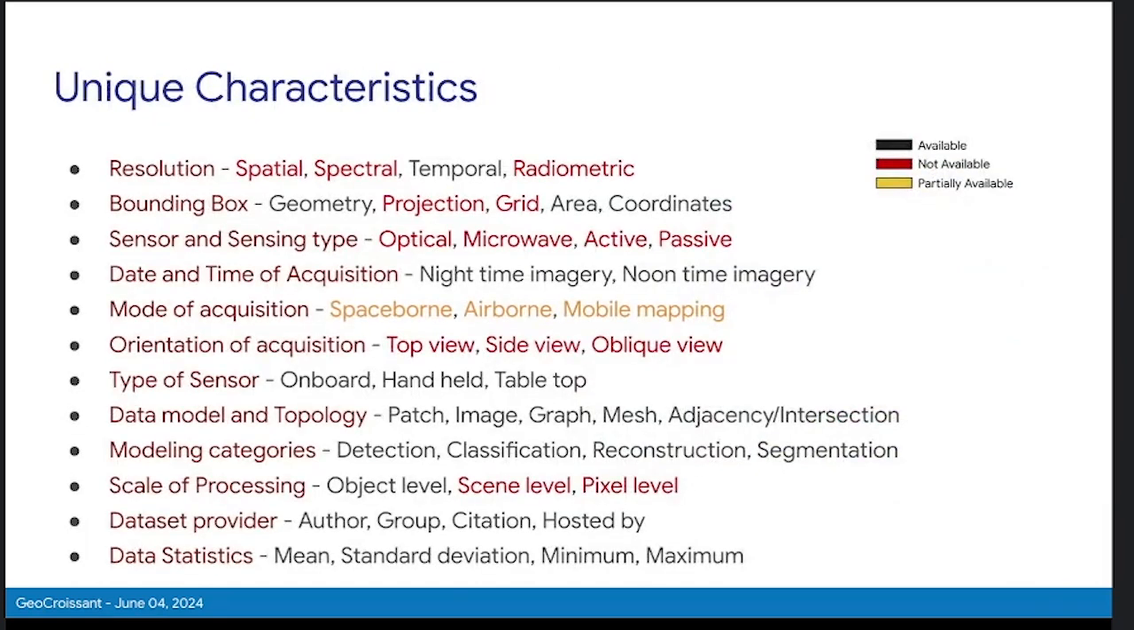Now, when we try to divide it into simple features, these unique characteristics can be defined from the data description. If we talk about resolution, we have spatial, spectral, and all these different types of resolution, bounding box, sensor and sensing type. And when we try to define this vocabulary, we can come up with different categories for all of these characteristics.